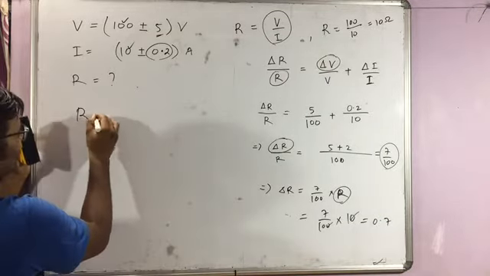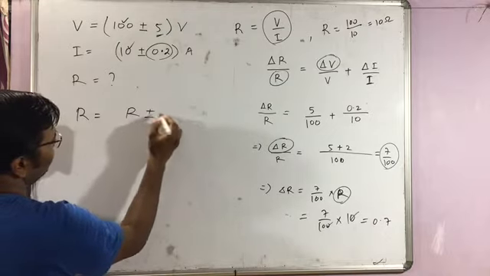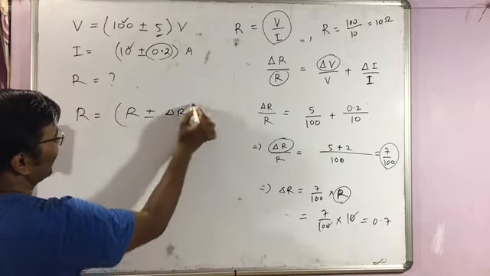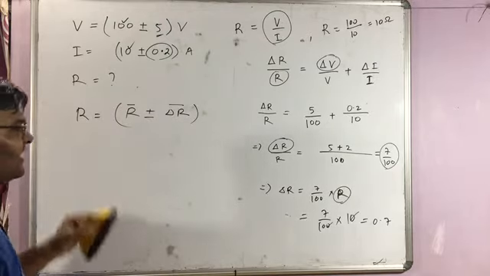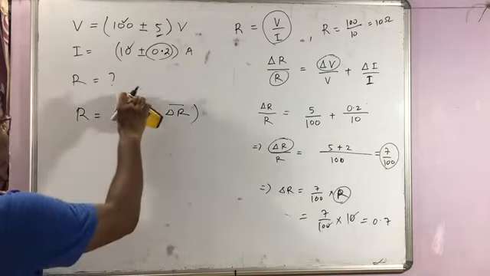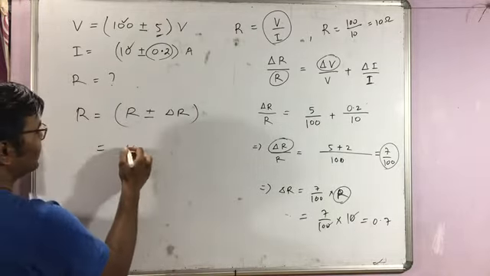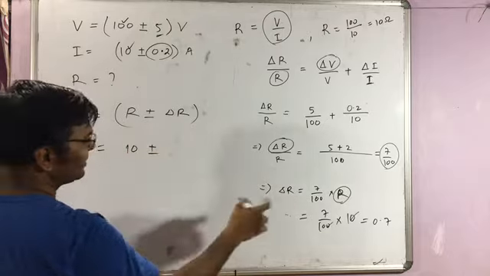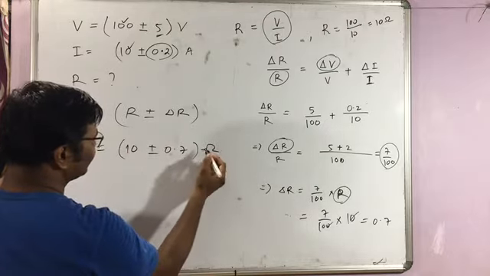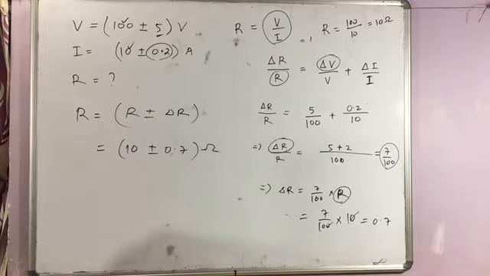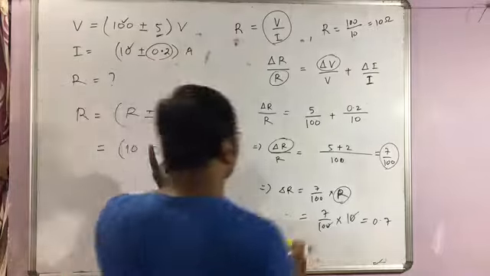We know how to report the result: R is equal to R plus or minus delta R. Ideally this should be written as delta R plus or minus delta R dash, but for simplicity we are not writing this. So here R is 10 plus or minus 0.7 ohm, as the resistance unit is ohm. Now this is the answer to the question of the previous part.